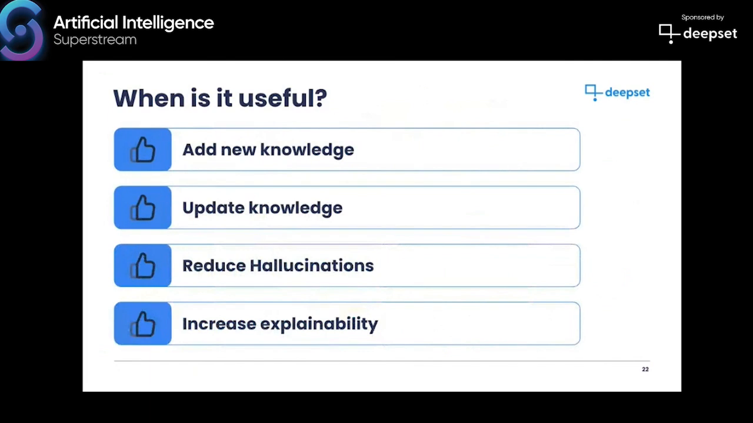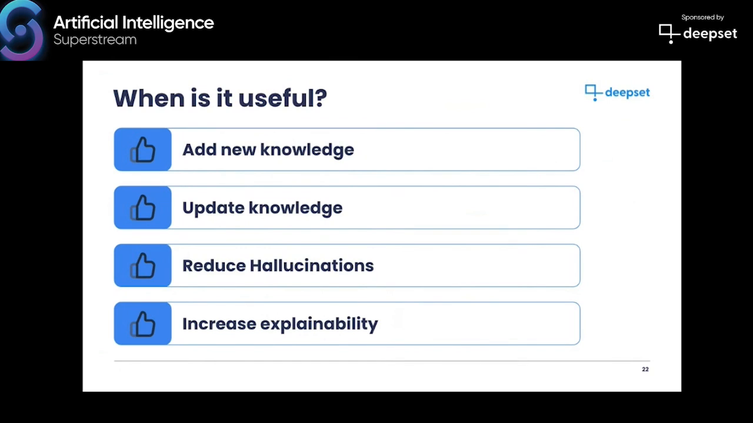Okay, so let's look again at when RAG is useful. By connecting these different data sources, it's super easy to provide new and updated knowledge to the LLM. So if you update your data source, your LLM application has basically immediate access to this new data. There's not really a delay. RAG is also a great way to reduce hallucinations, if you can prompt the model in a way that forces it to stick to the information that is present in those retrieved documents, which is very helpful.